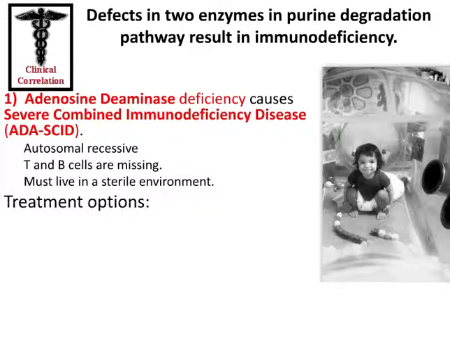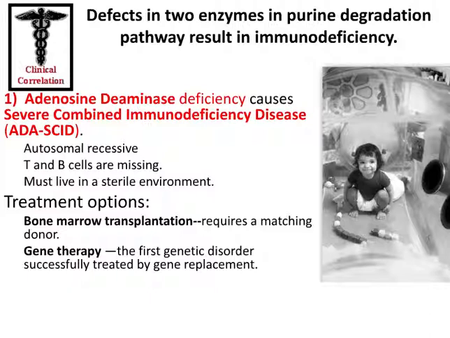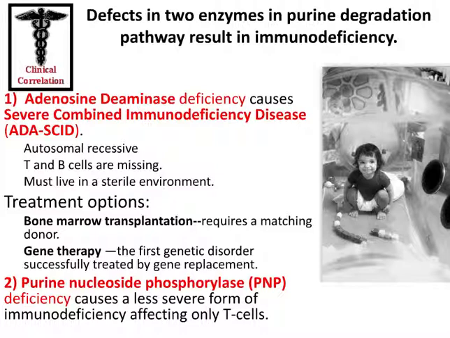Treatment options are few. Individuals can either have a bone marrow transplant, which requires a matching donor, or they can undergo gene replacement therapy. ADA SCID was the first genetic disorder successfully treated with gene replacement therapy. A deficiency in purine nucleoside phosphorylase causes a less severe form of immunodeficiency, affecting only the T cells. ADA deficiency accounts for approximately 15% of all cases of SCID.